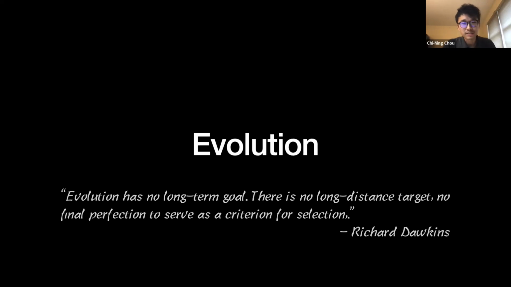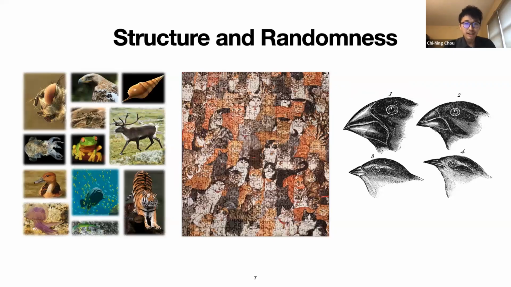So first, evolution. In a very abstract sense, to me, evolution is the study of how structure and randomness interplay with each other and have some emergent property that we see in the beautiful world.